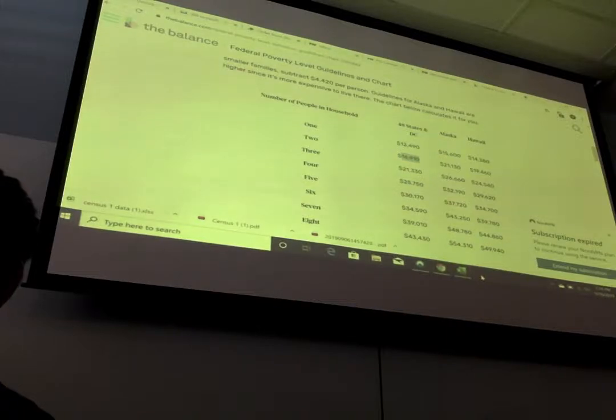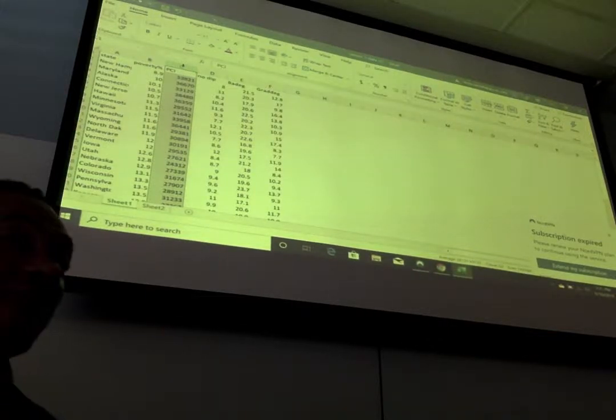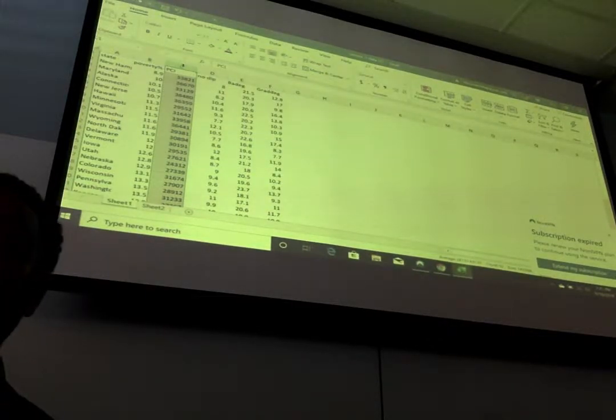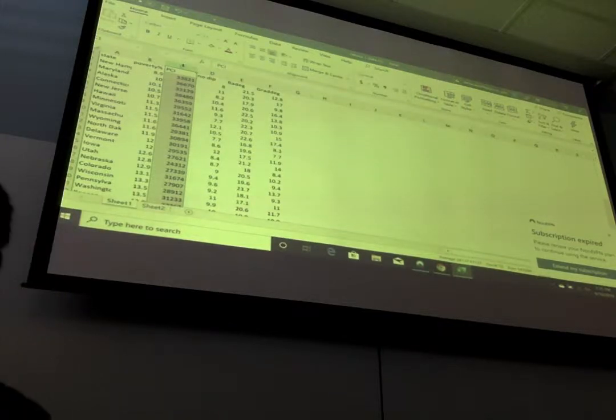So it's not fair to compare DC. Cities do not operate the same way that rural places operate, and Mississippi does not operate the same way that a place like DC or San Francisco operates. But we have these national numbers.